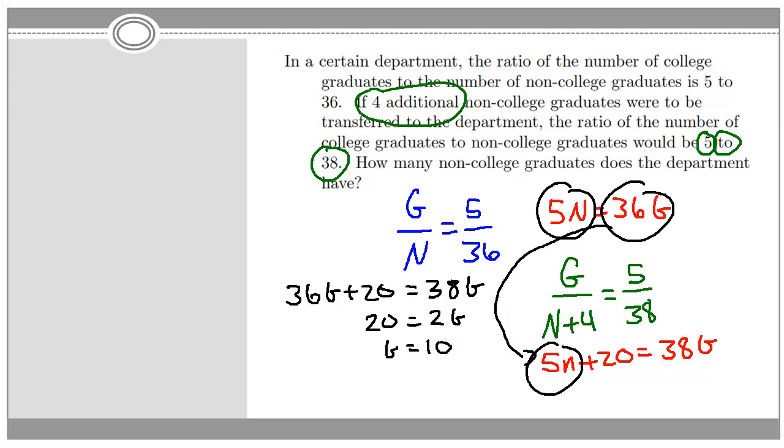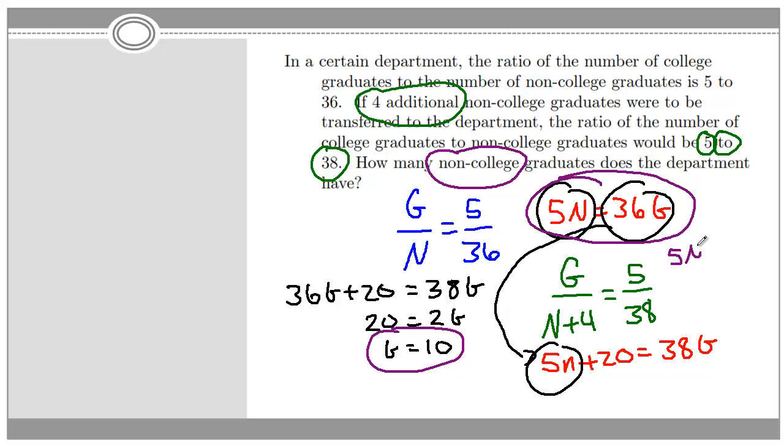The last step is to make sure I'm answering the question they're asking. We solved for g, but they don't want to know g, they want to know n, or the non-graduates. So I'm simply going to plug g into the simplest equation that I can find. For me, that looks like the 5n is equal to 36g. So I can rewrite that equation as 5n is now equal to 360, or n is equal to 72.